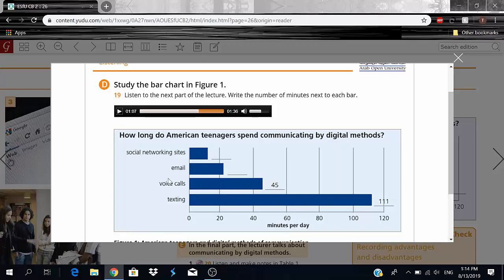Okay, so the time they use to communicate by email is around 22 minutes. So they use email 22 minutes, voice calls 45 minutes, and texting 111 minutes.